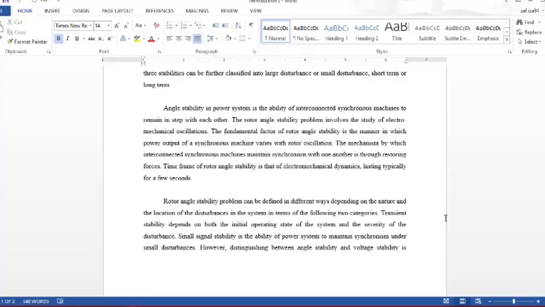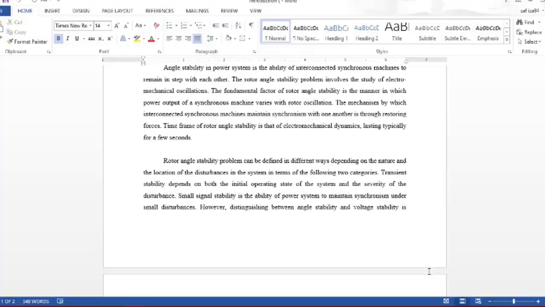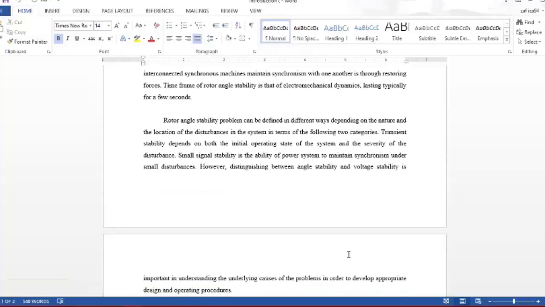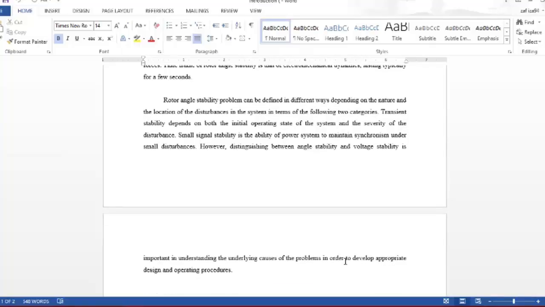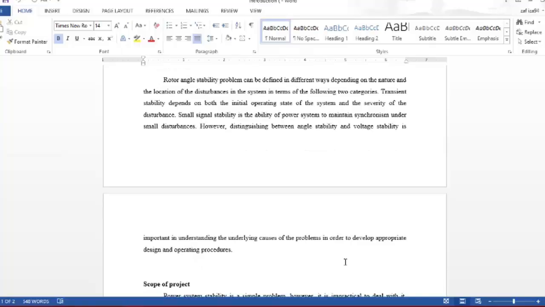Rotor angle stability problems can be defined in different ways depending on the nature and the location of the disturbance in the system, in terms of the following two categories. Transient stability depends on both the initial operating state of the system and the severity of the disturbance. Small signal stability is the ability of the power system to maintain synchronism under small disturbances. However, distinguishing between angle stability and voltage stability is important in understanding the underlying causes of the problem in order to develop appropriate design and operating procedures.